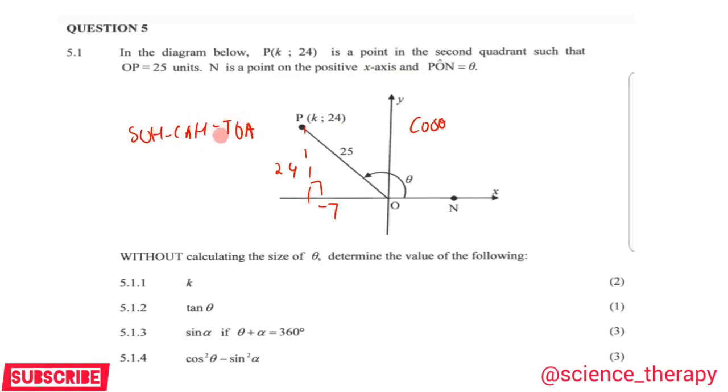Adjacent over hypotenuse, right? So what is adjacent to this angle here? Adjacent is -7 and our hypotenuse is 25, right? But then remember we have calculated sine alpha in the previous question, and we got that sine alpha is equal to -24 over 25. Now it's just a matter of substituting here.